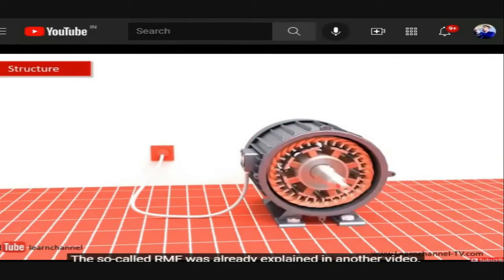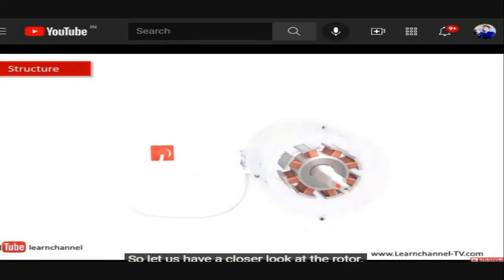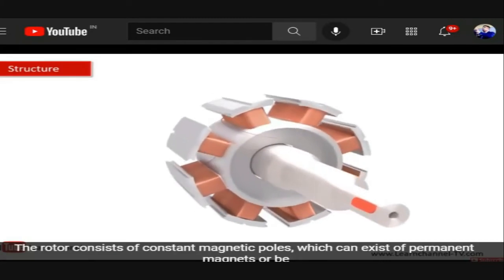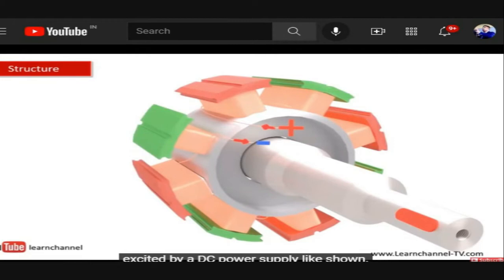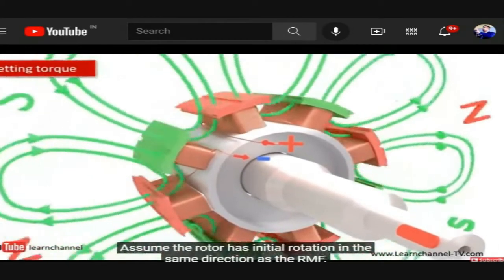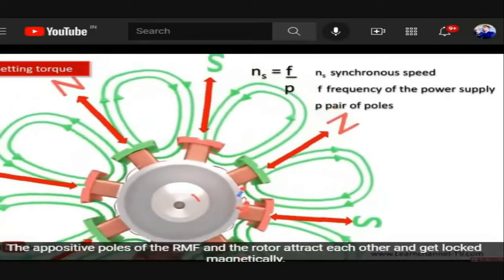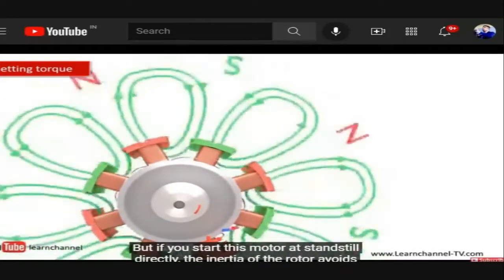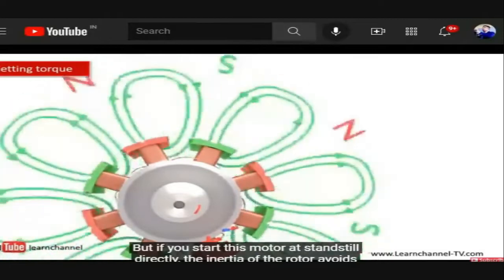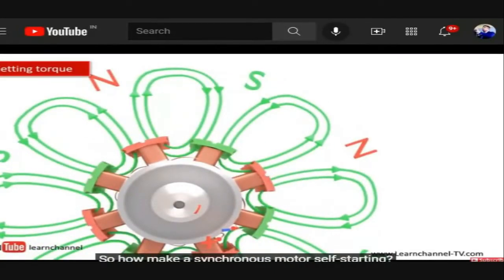The so-called RMF was already explained in another video, so let us have a closer look at the rotor. The rotor consists of constant magnetic poles, which can consist of permanent magnets or be excited by a DC power supply like shown. Assume the rotor has initial rotation in the same direction as the RMF. The A-positive poles of the RMF and the rotor attract each other and get locked magnetically. But if you start this motor at standstill directly, the inertia of the rotor prevents the rotor from getting locked to the RMF. So how do you make a synchronous motor self-starting?